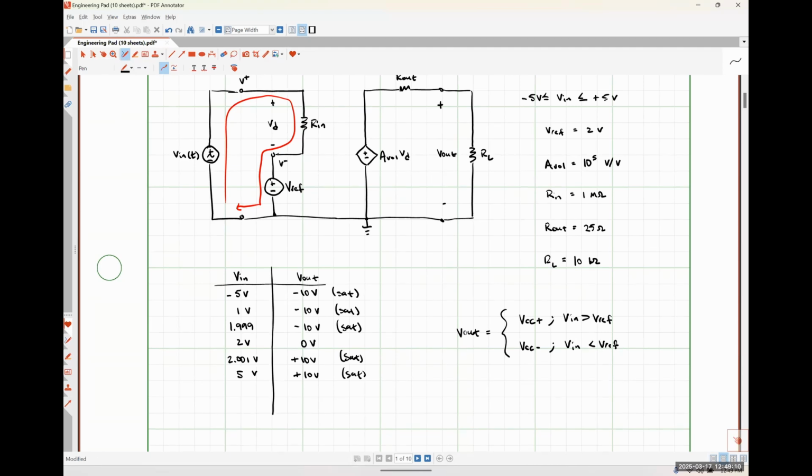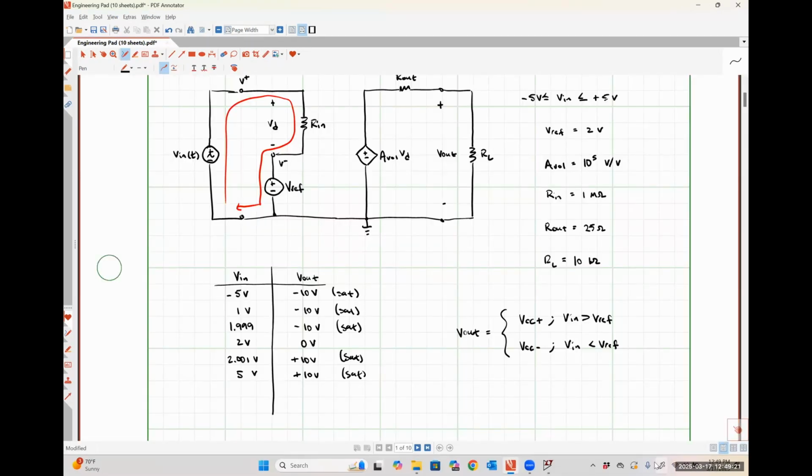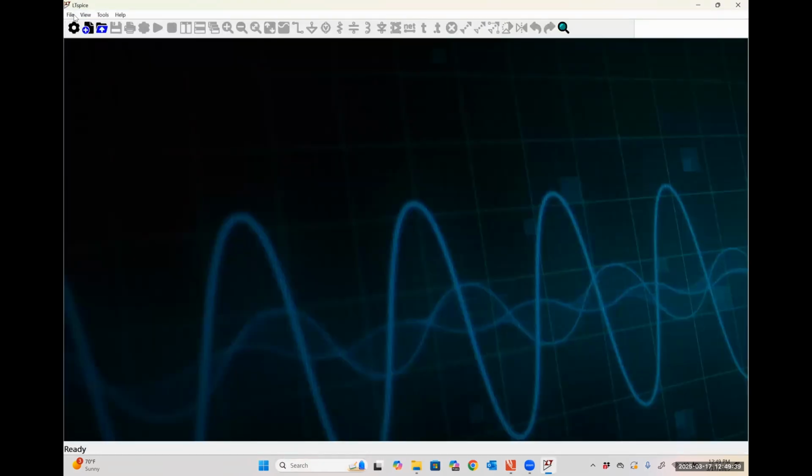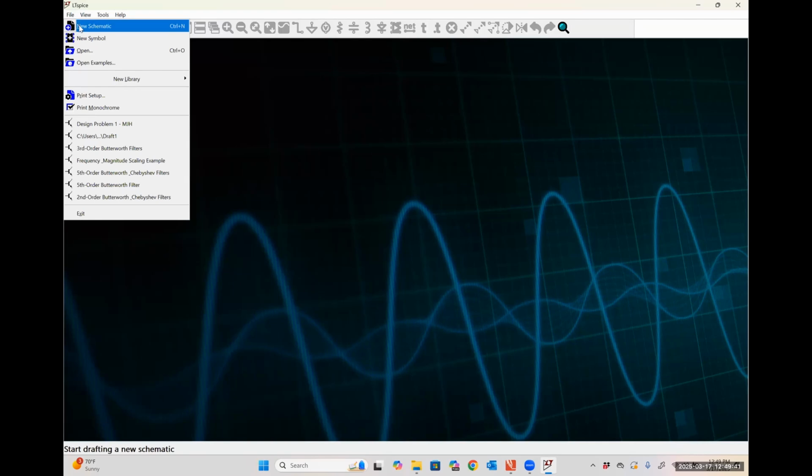So now I'd like to take a minute and show you how we could simulate this circuit. Let me know when you guys are ready for me to switch over to LTspice. All right, let me find my cursor. So I'm going to make a new schematic diagram.